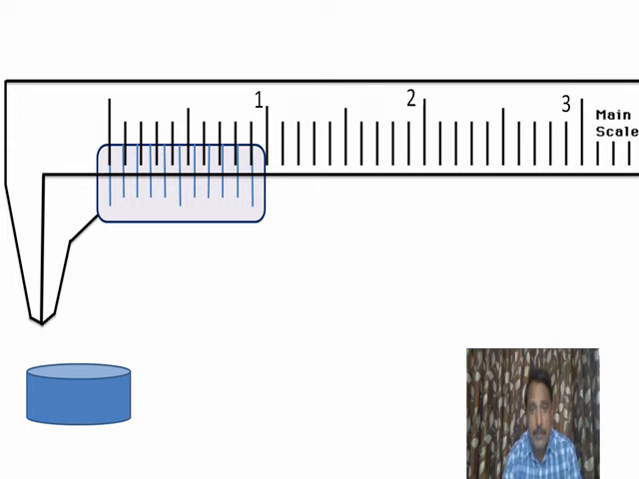That means one division is of what? 1 centimeter divided by 10, that is 0.1 centimeter. If we want to talk in mm, then this distance, that is one division of main scale, is 1 mm or 0.1 centimeter. Now let us have a closer look at vernier scale again.